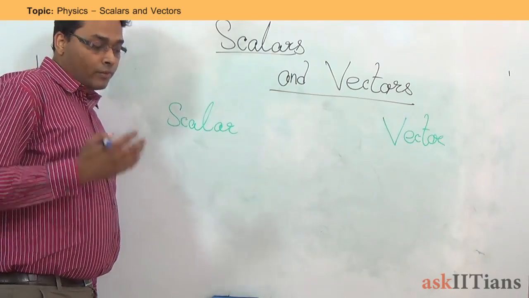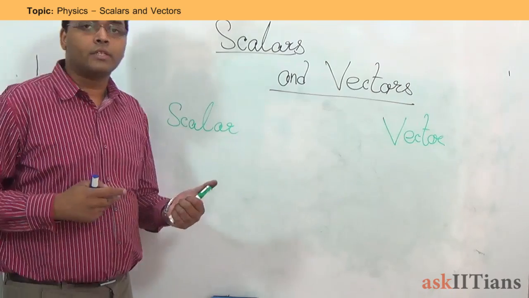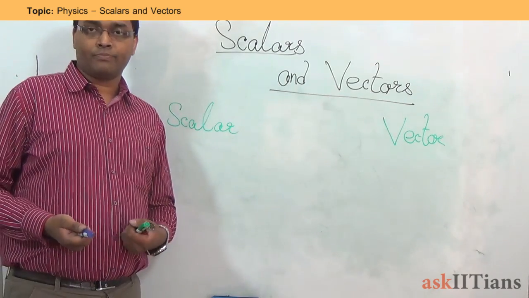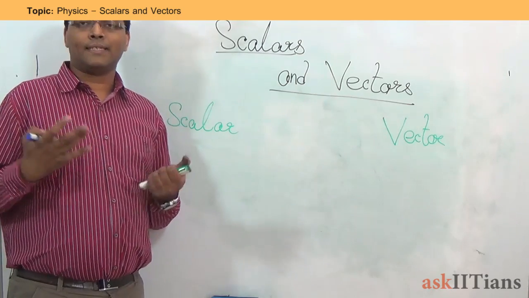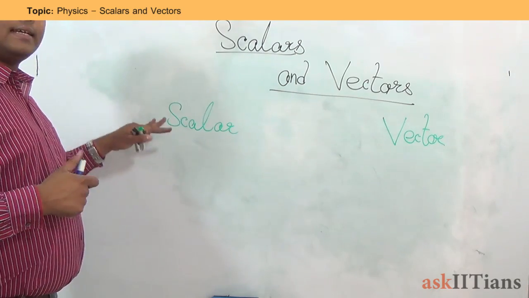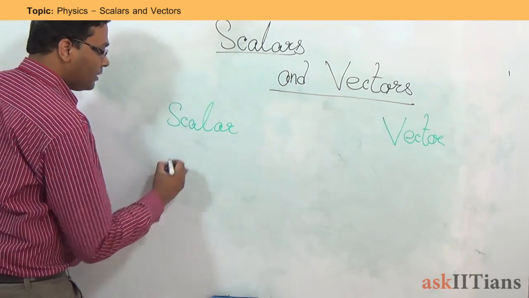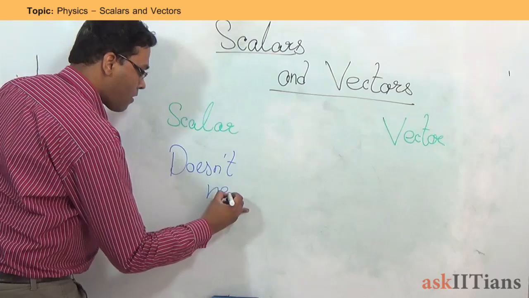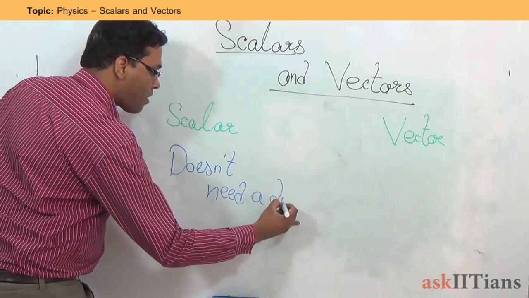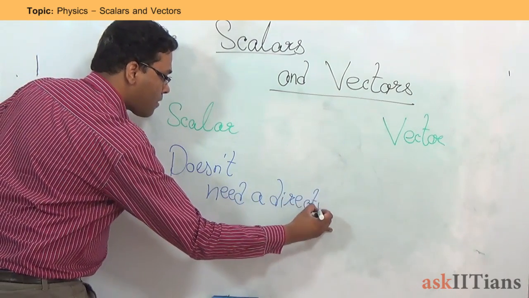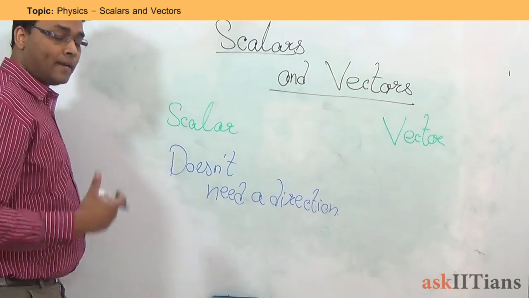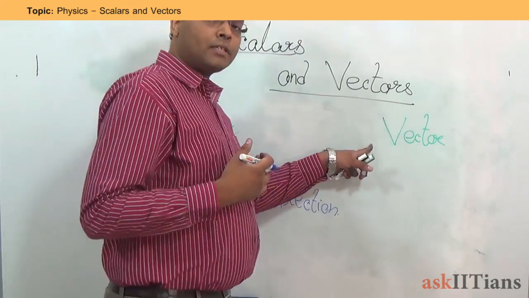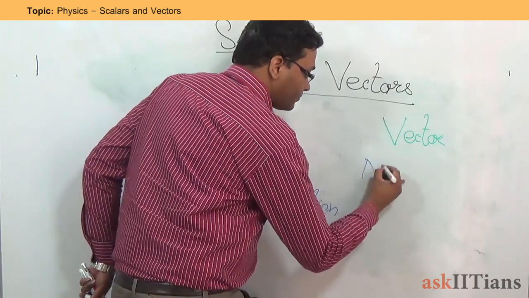Direction in the sense of whether you are moving from left to right, from north to south, or from east to west, that is the direction you need to specify, obviously in terms of the rectangular, Cartesian coordinates. So that is a scalar quantity. A scalar quantity doesn't need a direction. It can only be specified by its magnitude and its unit. Whereas a vector quantity needs direction.